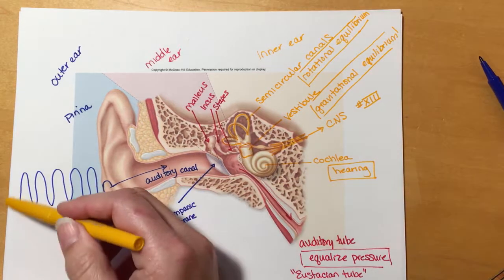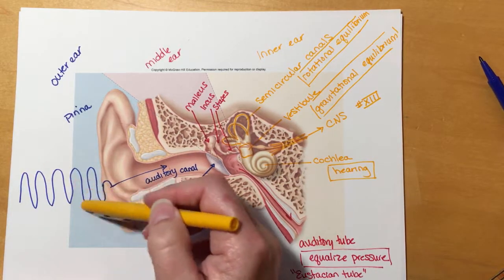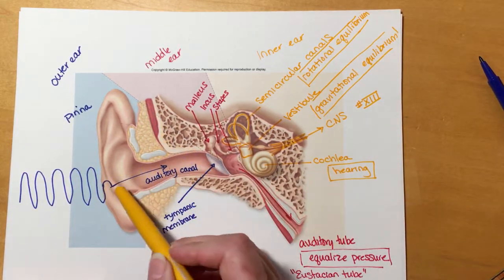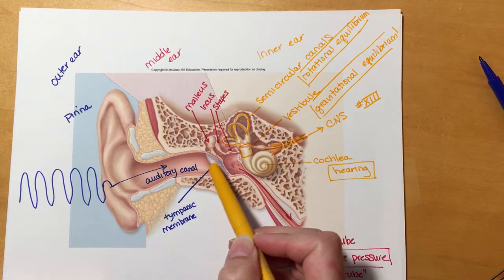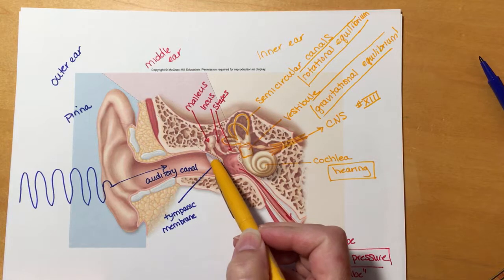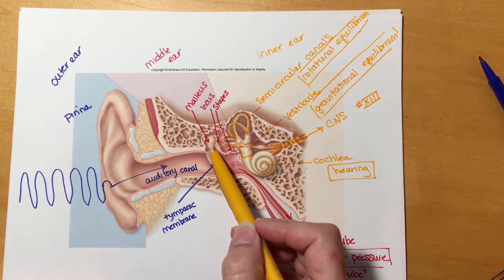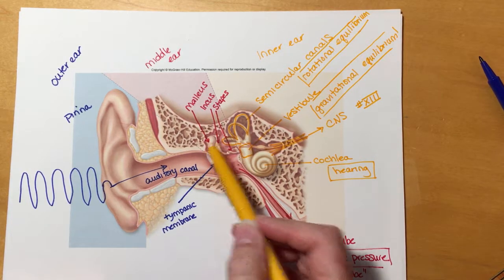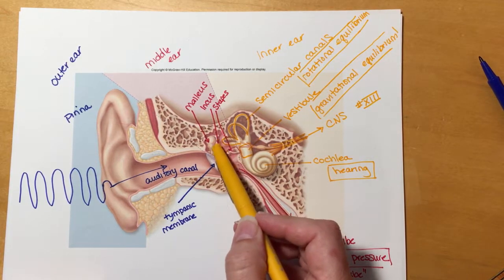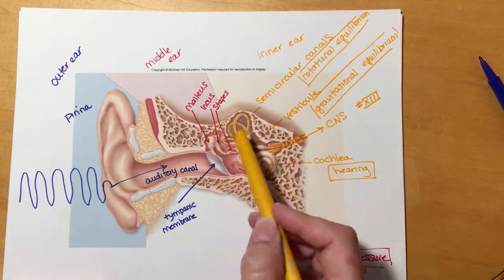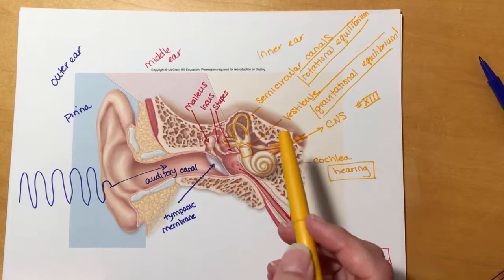So the sound waves come in as oscillations. They're going to cause vibration of the tympanic membrane. The tympanic membrane is going to push against the malleus, causing the malleus to vibrate. The malleus is going to hit against the incus, which causes the incus to vibrate, and that's going to cause the stapes to vibrate.